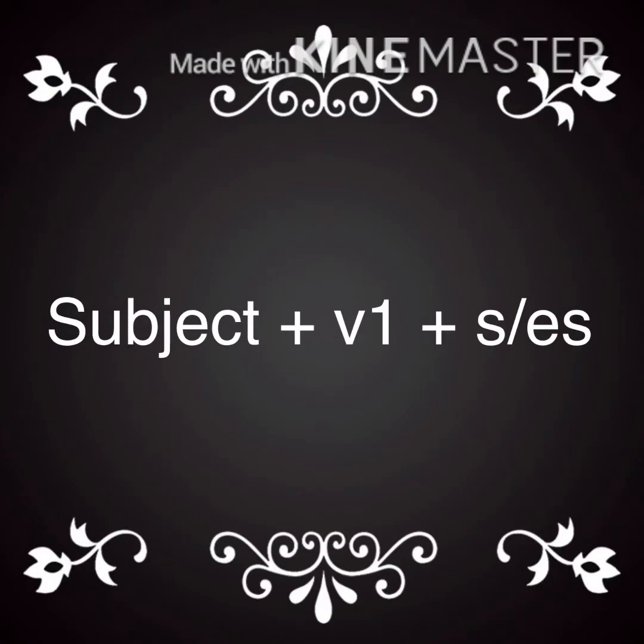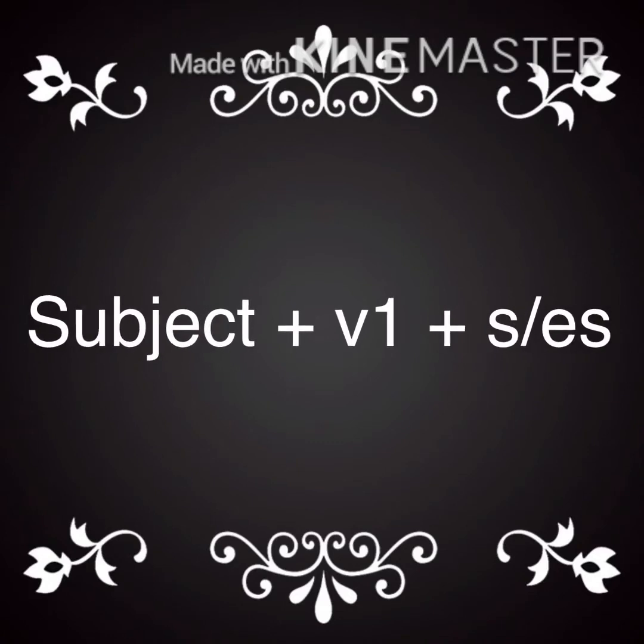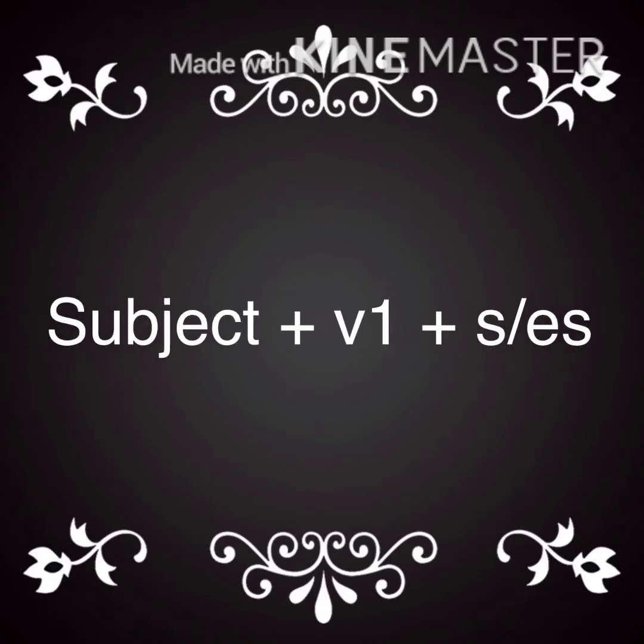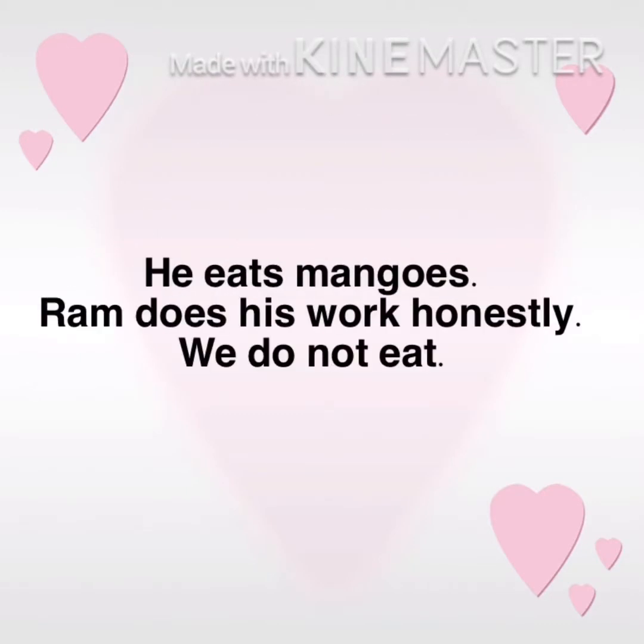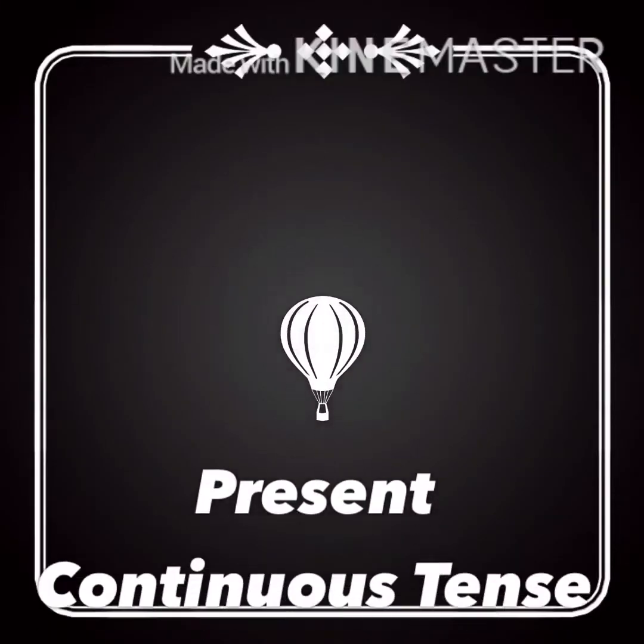A formula for the present simple tense is subject plus first form of the verb plus s or es. Do or does is used only in the negative form. For example, first, he eats mango, in which s is used after the first verb. Second example, Ram does his work honestly, in which es is used after the first form of the verb. We do not eat, in which do is used in the negative sentence.